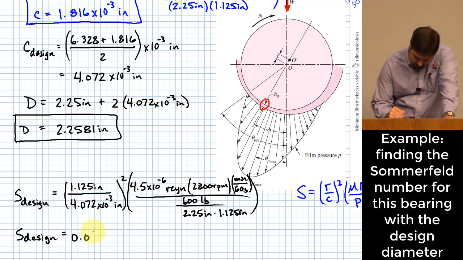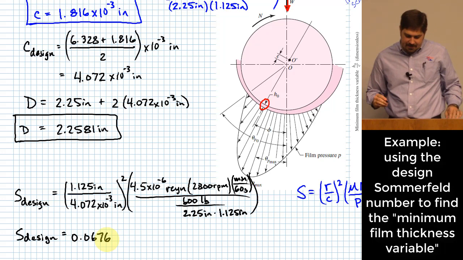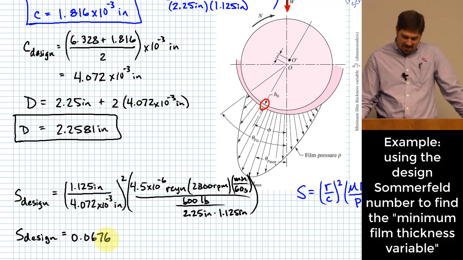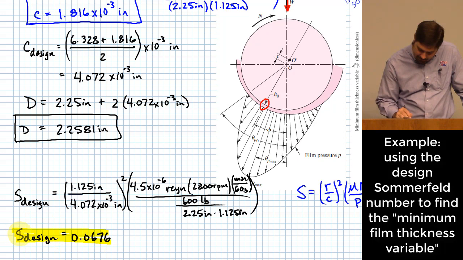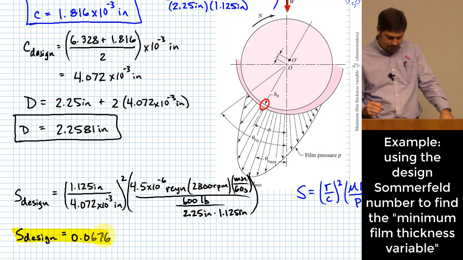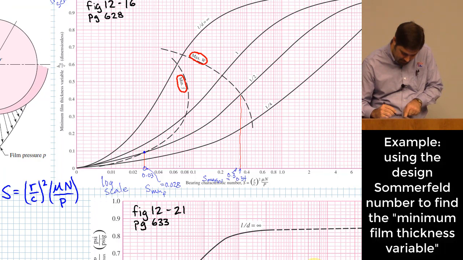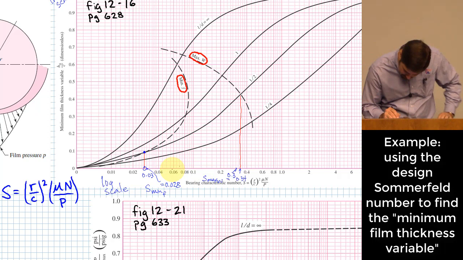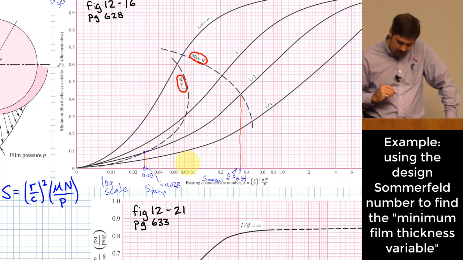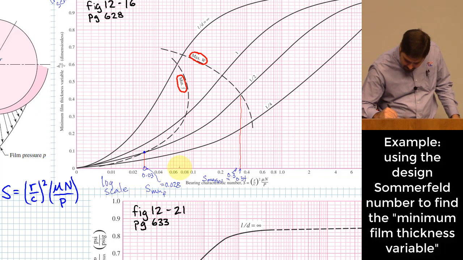Which is kind of a lot of digits relative to how we're going to use it. Because what we need to do now is take this number, the Sommerfeld number we're shooting for, into the chart that we looked at just a minute ago, and use it as the location along the horizontal direction. 0.0676. So here's 0.06, there's 0.08, and about halfway in between them is 0.07.